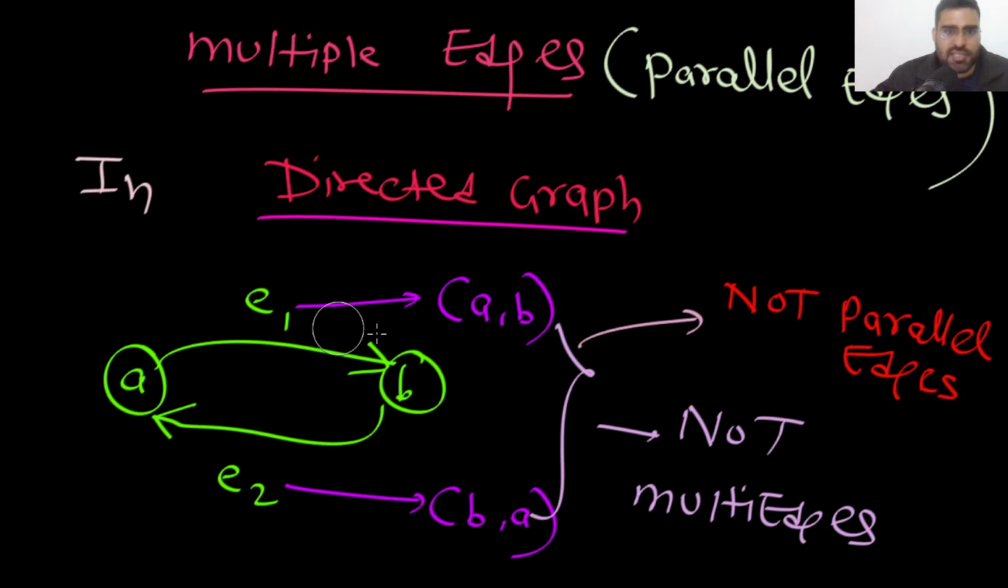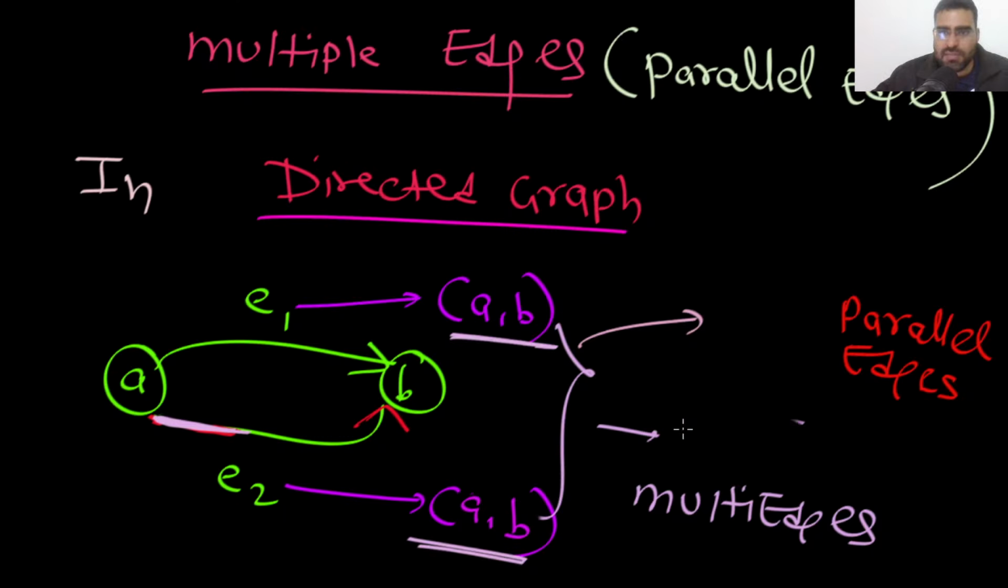Then what are parallel edges in directed graph? In the directed graph, parallel edges are like this. For example, this is also from A to B, this is also from A to B. These are the parallel edges. You can see both of them are from A to B. These are multiple edges. So this is the difference.